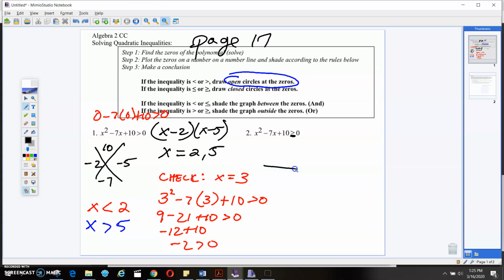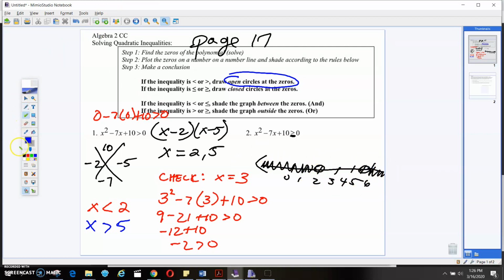Basically what you're going to do is take a number line. Y'all know what a number line looks like, right? You've got 0, 1, 2, 3, 4, 5, 6. This number line sucks. For number 1, remember we got x is less than 2? So you put an open circle at 2 and shade to the left. And for x is bigger than 5, you put an open circle at 5 and then shade to the right. So this is saying anything outside of this little range right in here.